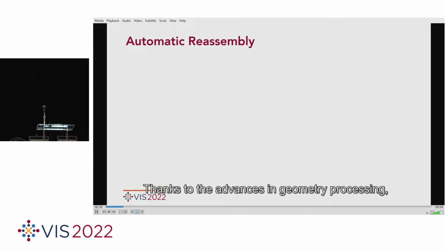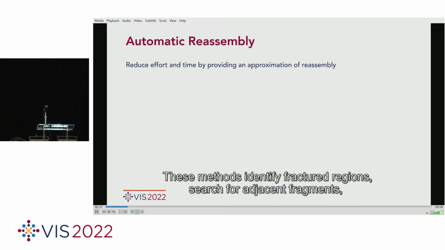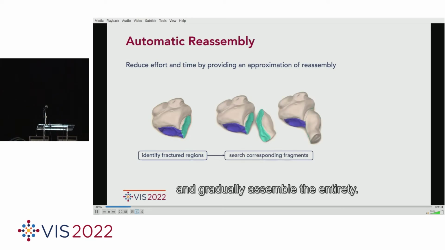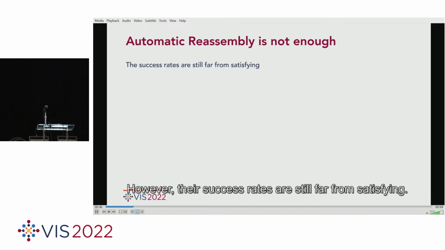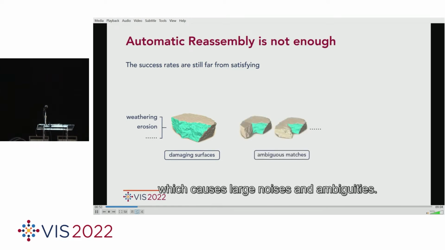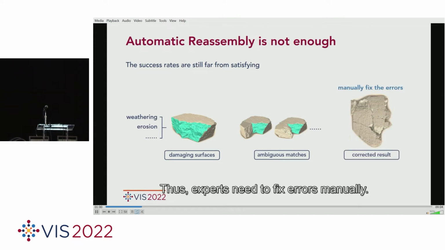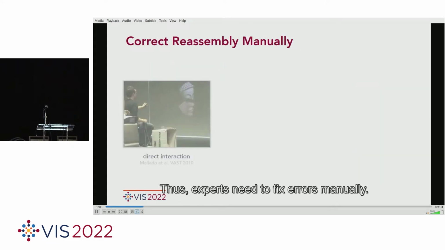Thanks to the advances in geometry processing, automatic reassembly approaches have been developed to reduce human effort. These methods identify fractured regions, search for adjacent fragments, and gradually assemble the entirety. However, their success rates are still far from satisfying. Caused by weathering and erosion, fragment surfaces are easily damaged, which causes large noise and ambiguities. These fragments can cause ill reassembly results. Thus, experts need to fix errors manually.